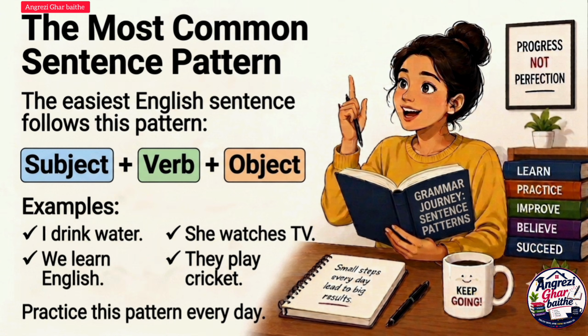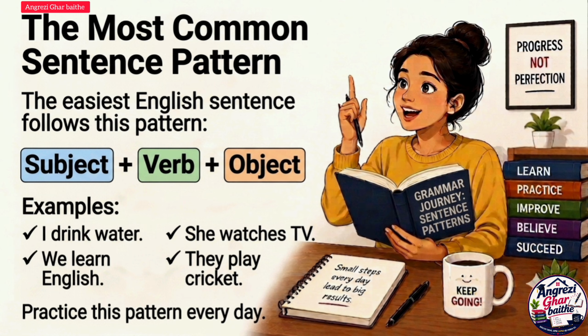The most common sentence pattern. The easiest English sentence follows this pattern: subject plus verb plus object. Examples: I drink water. She watches TV. We learn English. They play cricket.